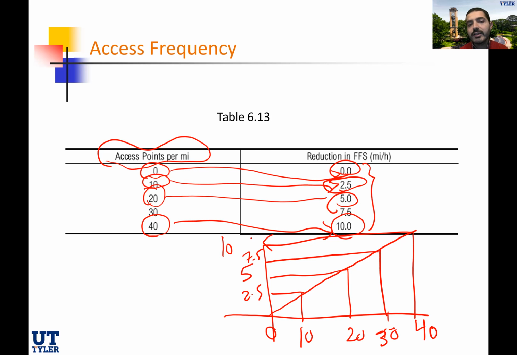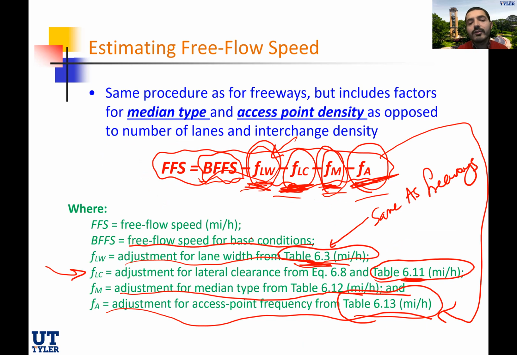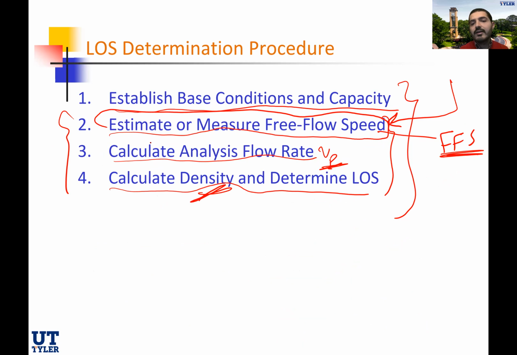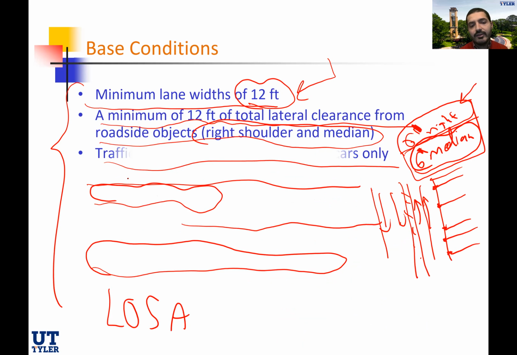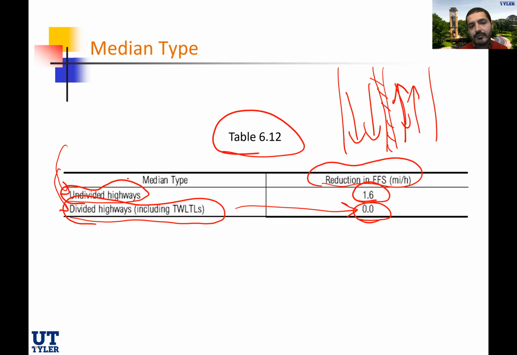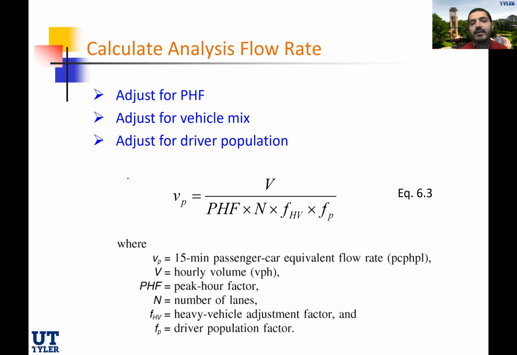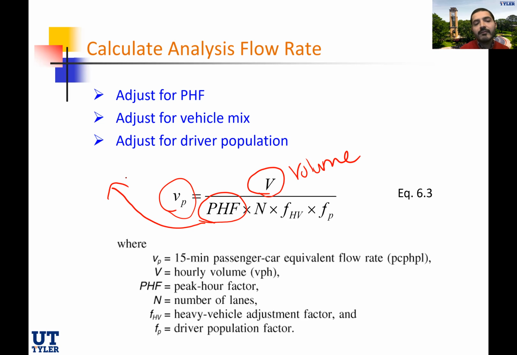All right, so once you get all the corrections, you're good to go to get the free flow speed. Go back to the steps again here. We are estimating, or measuring, the free flow speed. Then we need to get the analysis flow rate, VP. Good news is it's the same calculations as last time. VP is equal to capital V, the volume, which is the number of vehicles in one full hour, over the peak hour factor. We have to know the peak hour factor.